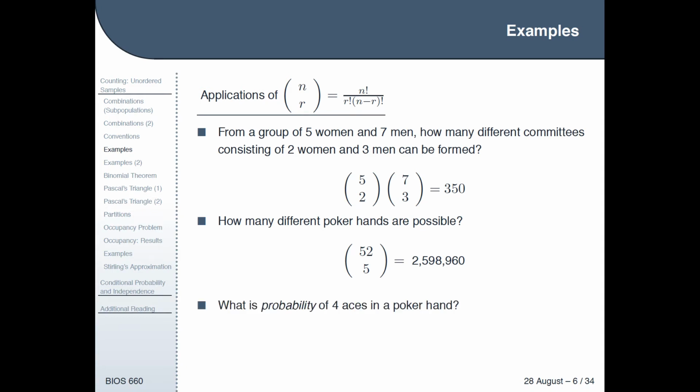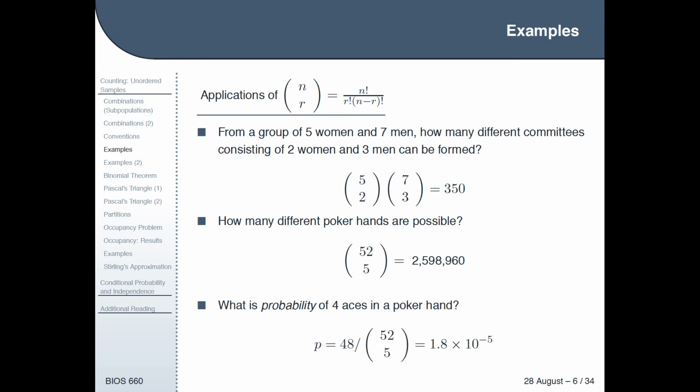So let's say you want to compute the probability of getting 4 aces in your poker hand. Well, the way that you would go about doing this is you count the number of different hands where you get 4 aces divided by the total number of possible hands. So what's the probability of getting 4 aces?